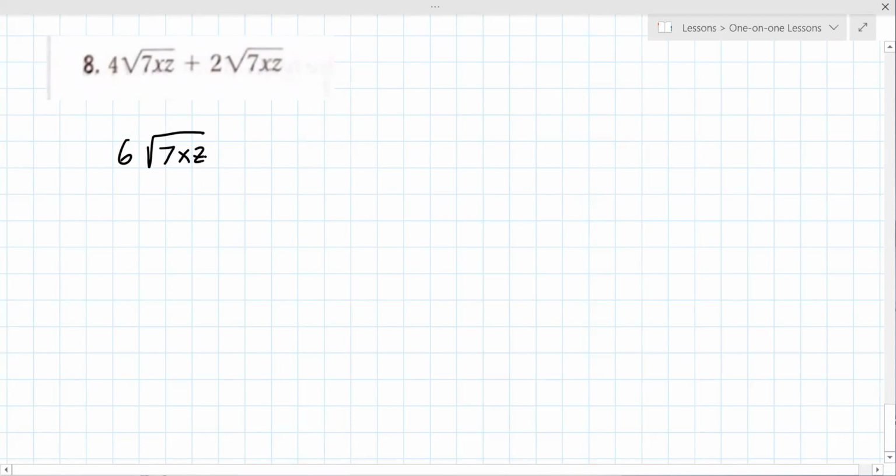Sometimes when you're doing a bunch of these problems in a row, you don't see things like that. You literally just add them? You literally just add them, yeah. Okay. Yeah, I don't mind that.